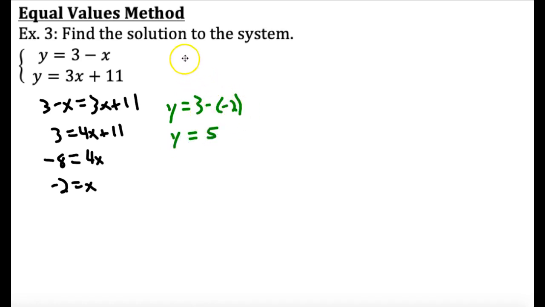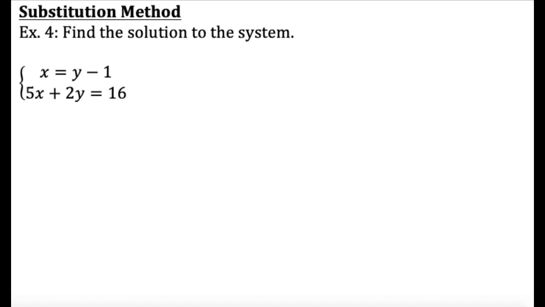Now remember, write your final answer as a coordinate point, or an ordered pair. So my answer is the coordinate point negative 2, 5. And if I were to graph these lines, that is the point where those two lines would meet or intersect on the graph. So now, the more general substitution method.